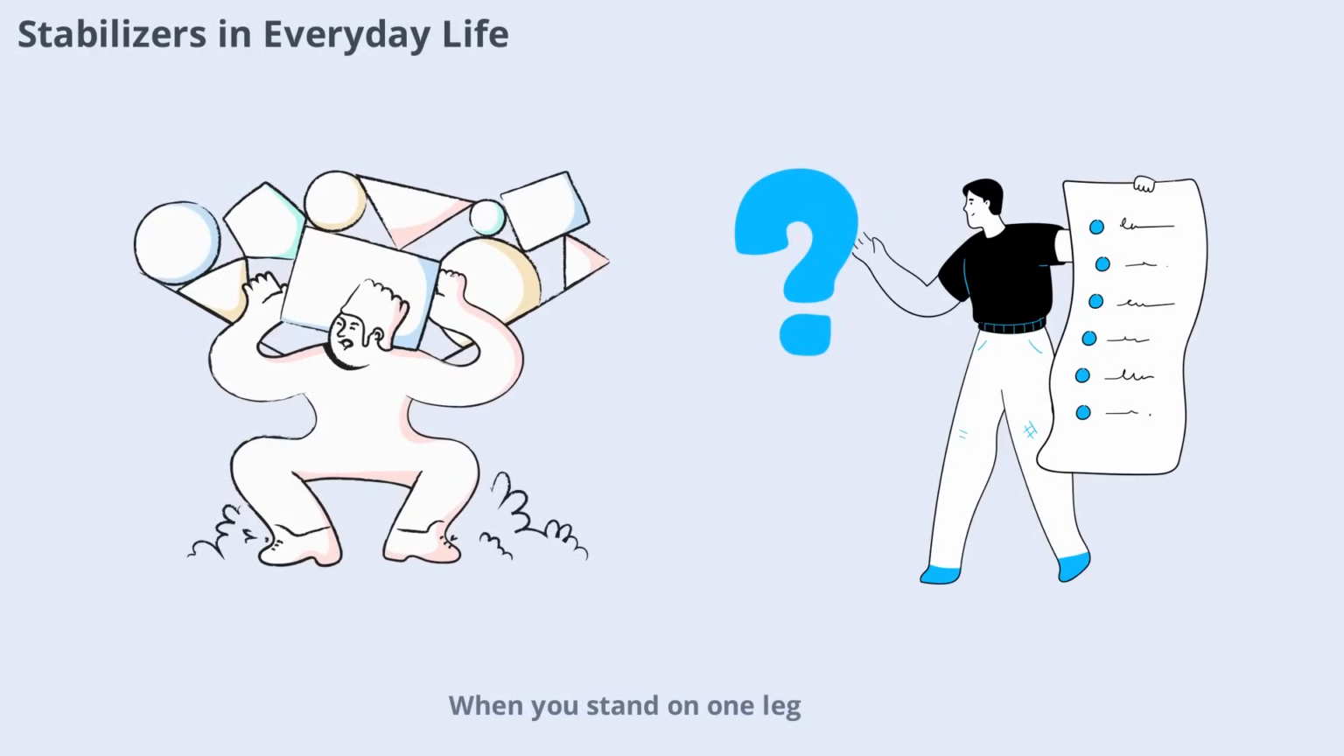When you stand on one leg, your hip and core muscles stabilize your body to keep you balanced. This role is especially important in sports and rehabilitation, where stability is key to both performance and recovery. Training stabilizer muscles can enhance overall movement quality and reduce the risk of falls or injuries.